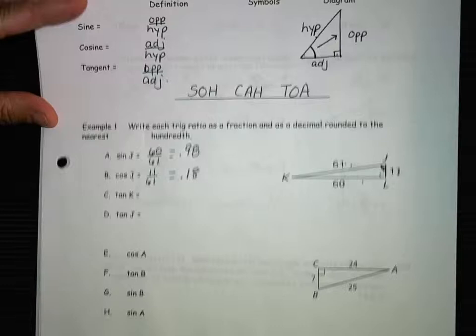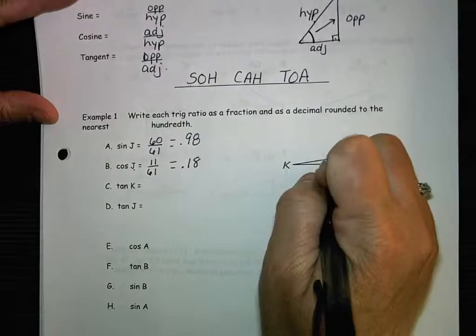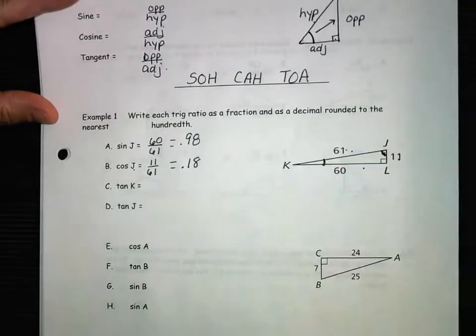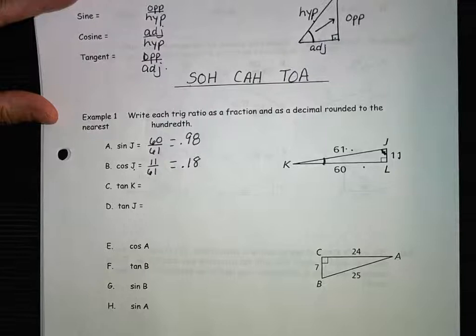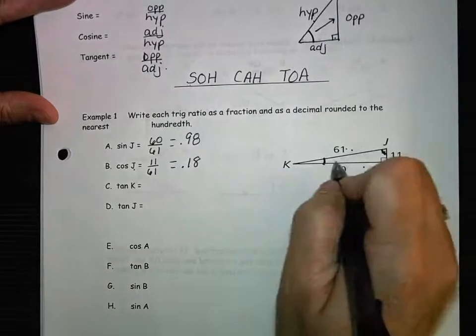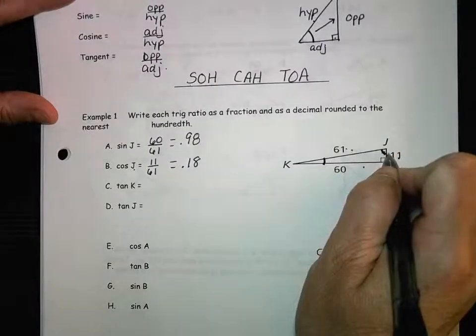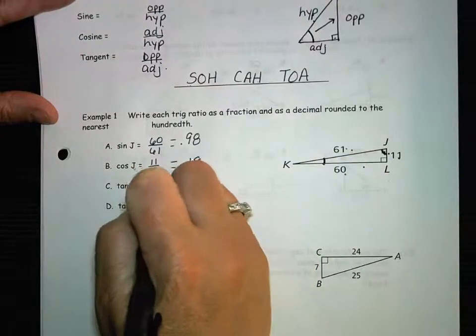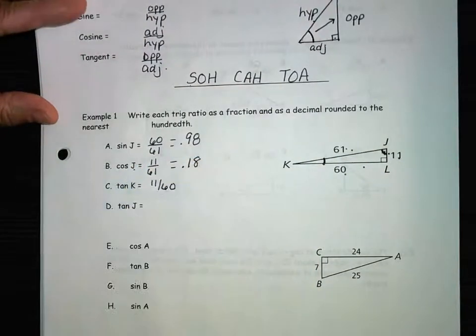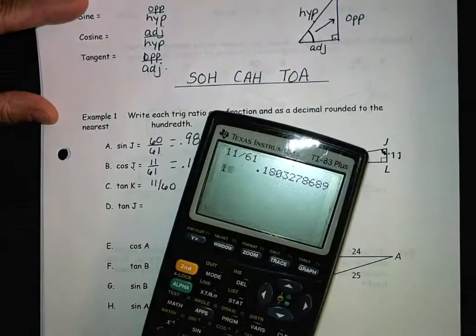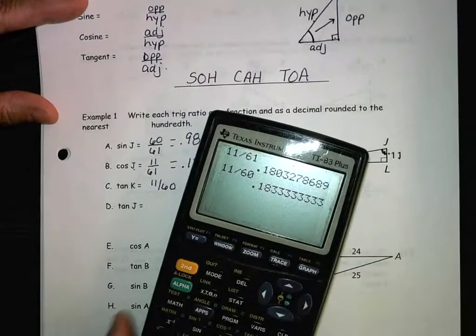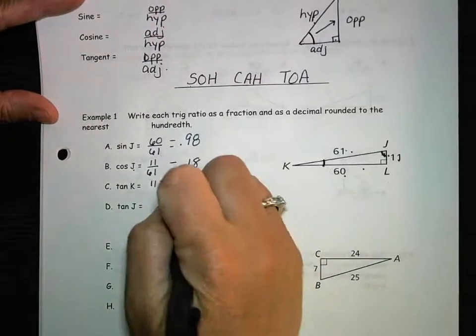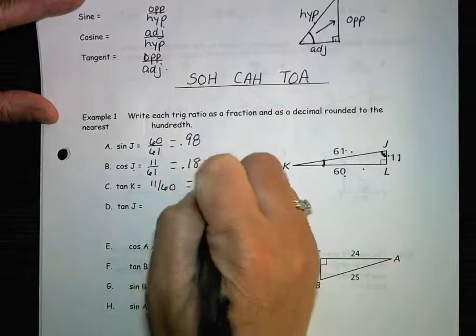The next one is tangent of K. Now we're talking about this angle. Opposite over adjacent. The opposite side is the 11, the adjacent side is the 60, so you have 11 over 60. If we divide that, again, we get 0.18.